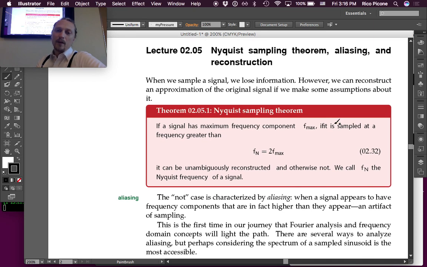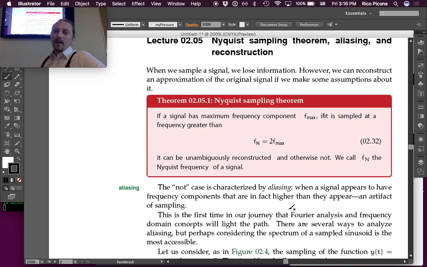So this is the Nyquist sampling theorem. If a signal has maximum frequency component F max, it is sampled.